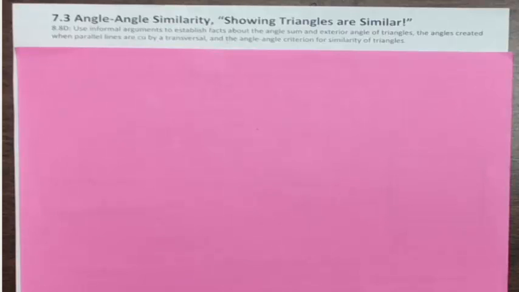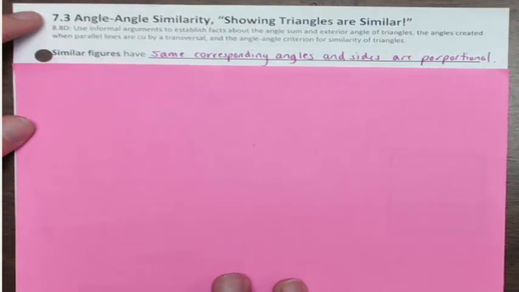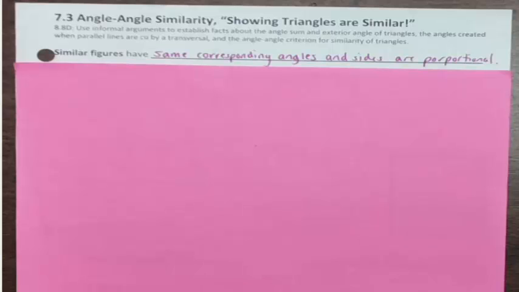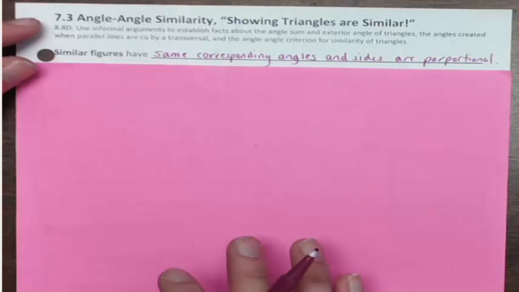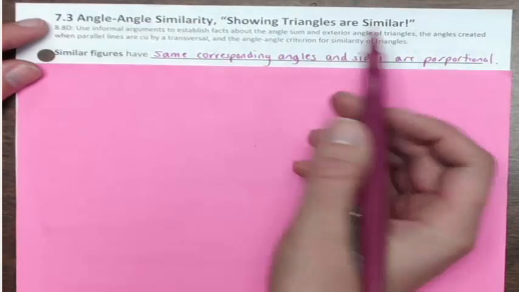Hey guys, today we're going to be talking about 7.3, which is about angle-angle similarity, and the whole point of today's video is showing that triangles are similar. So going back to that word similar, remember that similar figures have the same corresponding angles and the sides are proportional. That's what's going to make a similar figure. Now, we're talking about triangles right now, and our point is to show triangles are similar.